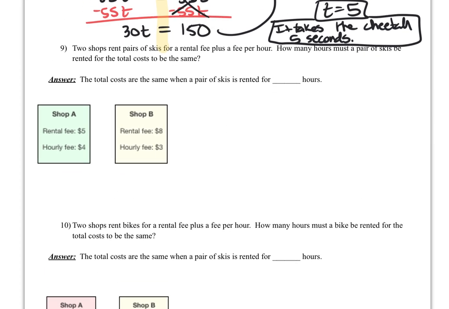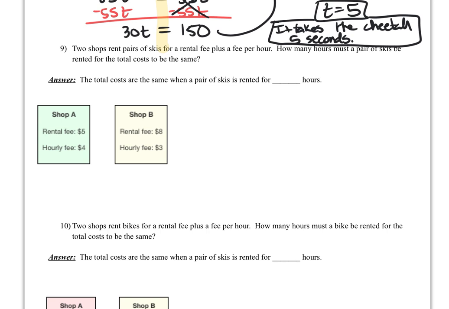Two shops rent pairs of skis for a rental fee plus a fee per hour. How many hours must a pair of skis be rented for the total cost to be the same? Box or circle or highlight. Total cost to be the same. Does that mean they're equal or unequal? Equal. Okay, so our main goal is to see when is shop A equal to shop B. That's what they're asking. And I have more information here because they didn't really give me anything besides, hey, make sure they're equal in there.